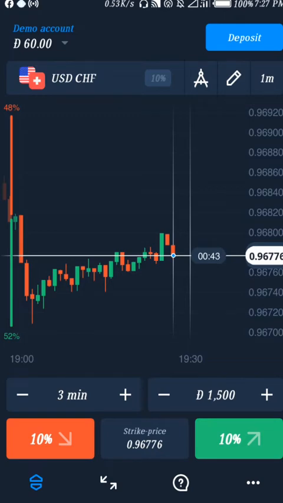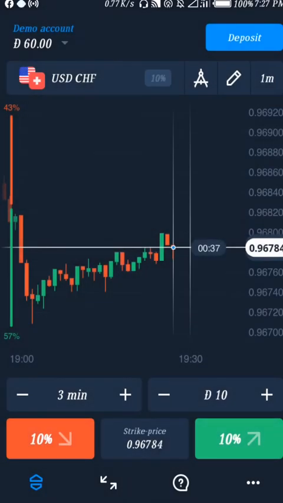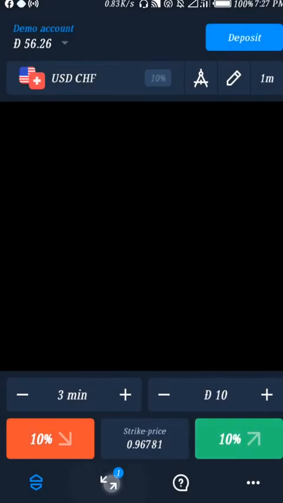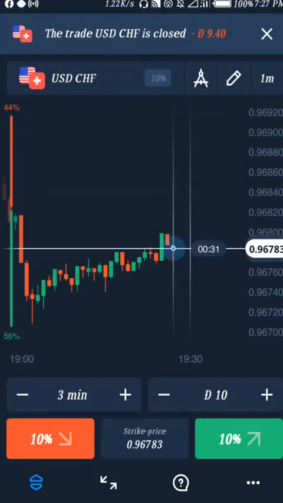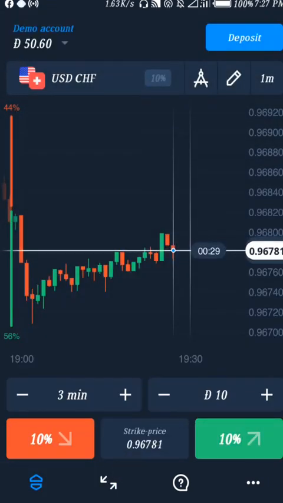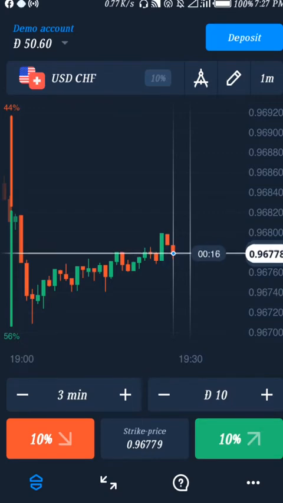So for me to reduce this $60 to 50, I'm just going to come here and enter $10, right? I'm going to trade $10, sell, boom, confirm. $9 is out. So I have $50.60. So that is how easy it is to reduce your $10,000 demo account to $50. Can you see? It's so easy to do.